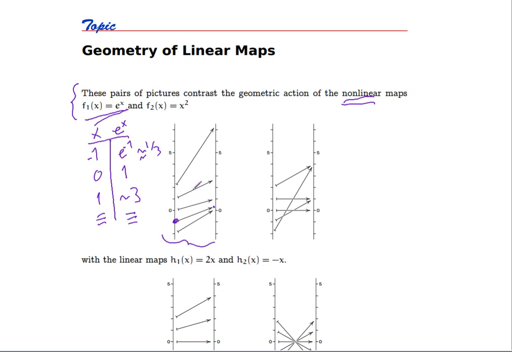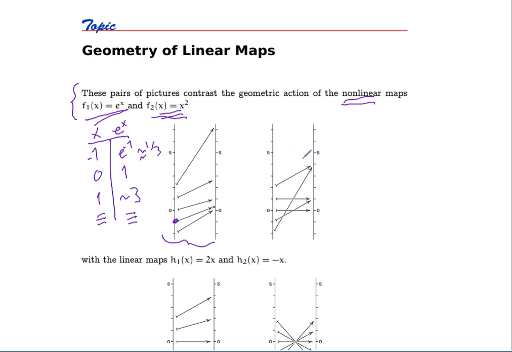The situation is even worse when I take f of x equals x squared. I'm not going to analyze this in detail, but just to understand this diagram, if I take x equal to minus 2, well, f of minus 2 equals 4. So here I have minus 2 going up to 4. On the other hand, f of 2 equals 4, so I also have 2 going to 4. So this map has a real jumble of arrows going every which way.